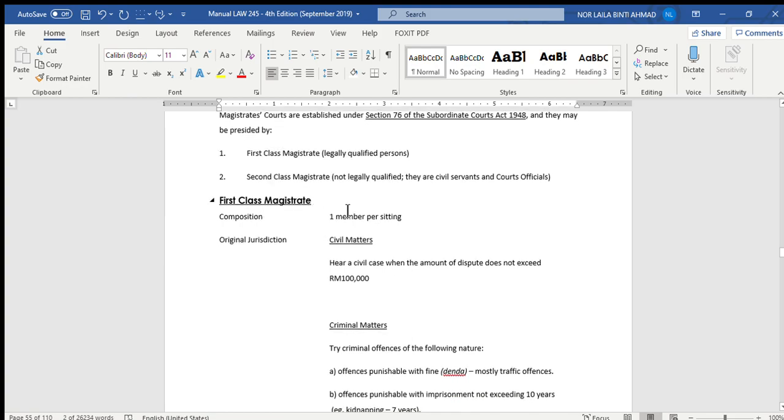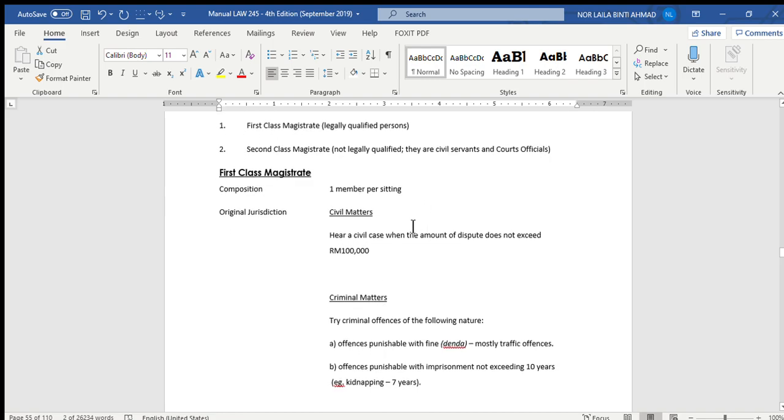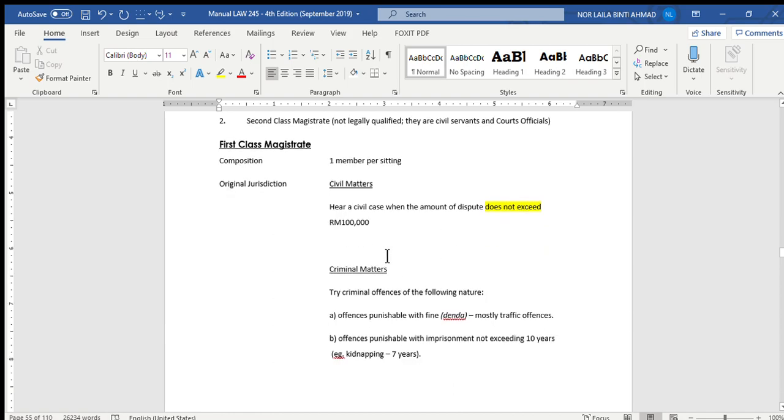For the first-class magistrate, this is what you need to know: the composition and the jurisdictions. For composition, one member per sitting, only one magistrate. Original jurisdiction, to hear a case for the first time in civil matters: a civil case when the amount of dispute does not exceed, just bear in mind that you need to remember these words, does not exceed 100,000 ringgit.